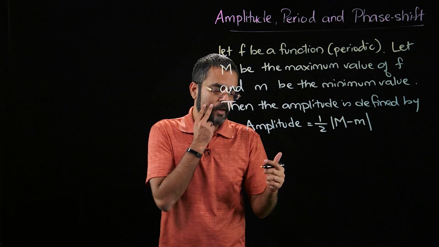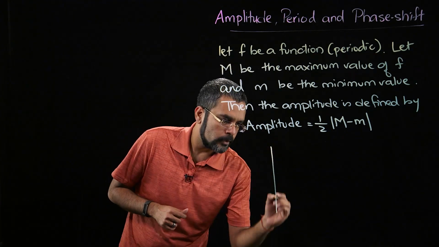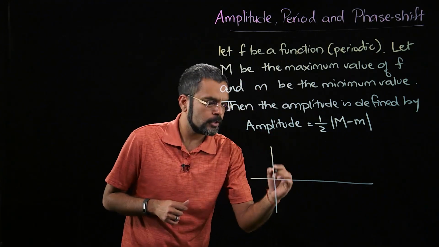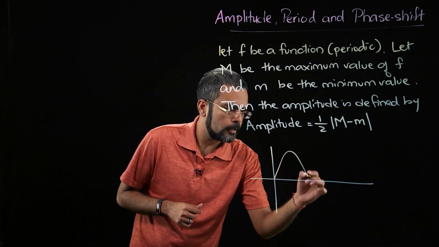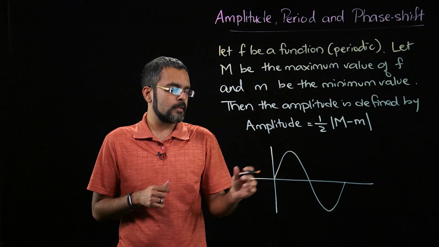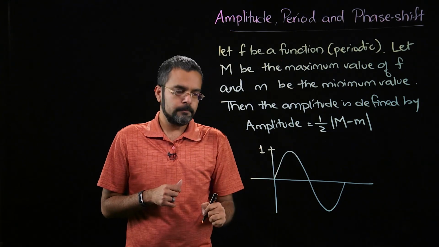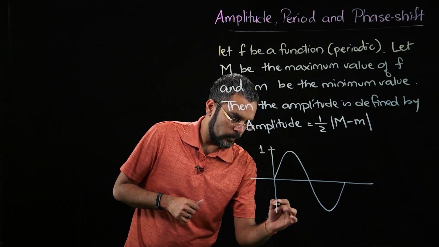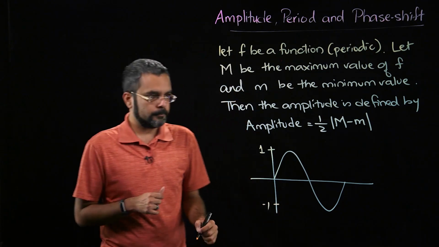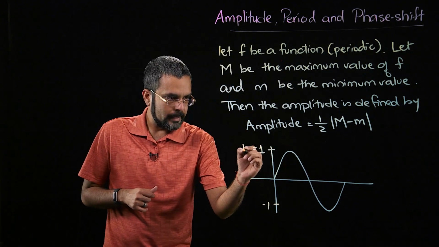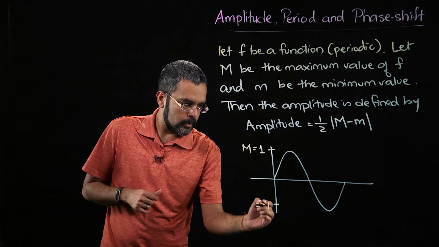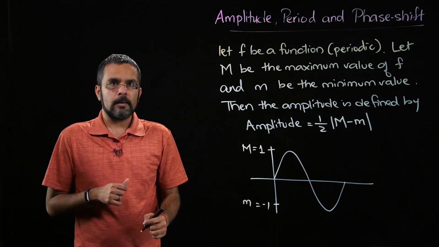So what does that mean in a function? Let's think about our sine function. My sine function goes something like that. It's a periodic function, so it repeats, so I'm just going to draw one cycle. We know that this is our maximum value, which is 1, and here is the minimum value, which is -1. So this here will be my capital M, and this here will be little m.